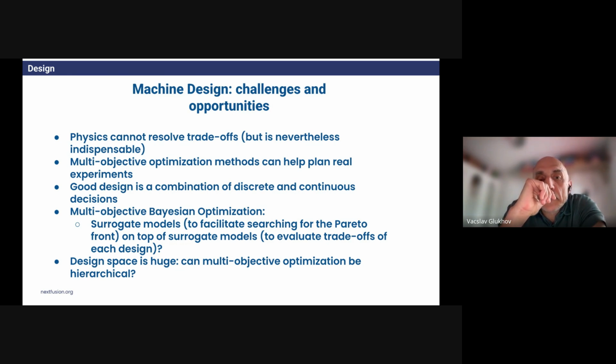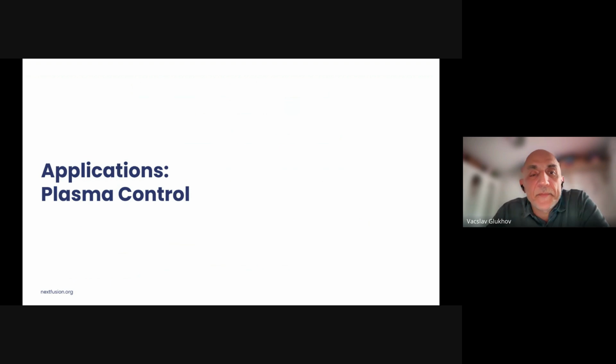What I think is also interesting is that in a multi-objective Bayesian optimization, we have surrogate models that we use to search for the Pareto optimality on top of surrogate models that we use for modeling. So these layers of surrogate models are helping in efficiency of our computer simulations, but the question about the veracity of the simulations is still open. Maybe in the future we will see more hierarchical approach to the design of tokamaks. Okay, so that's that. Plasma control.